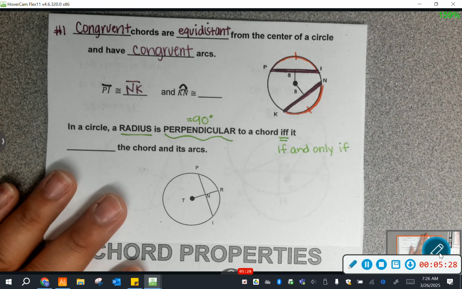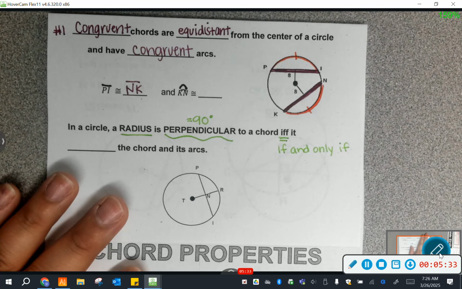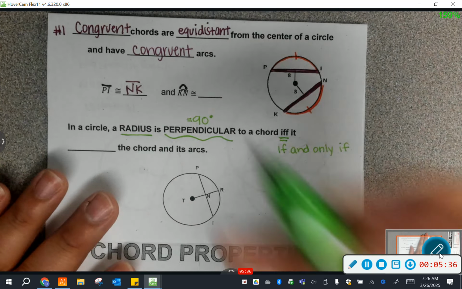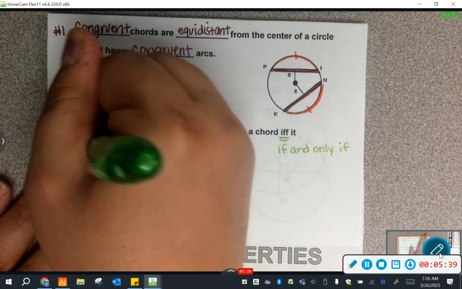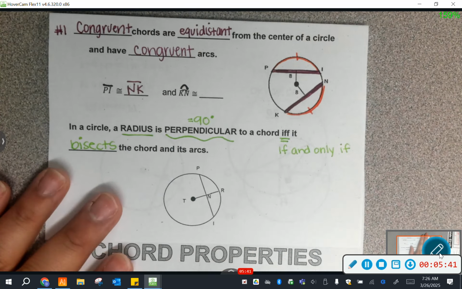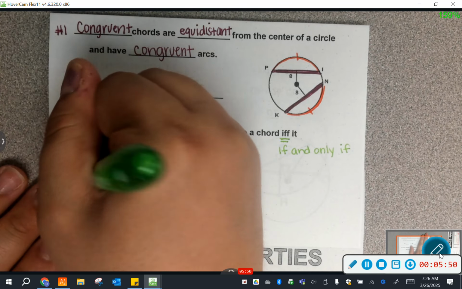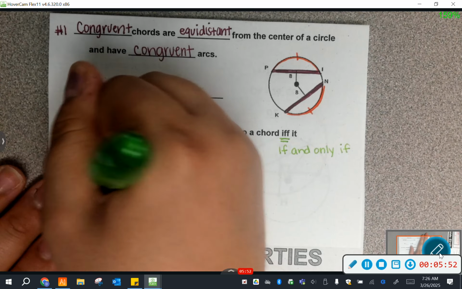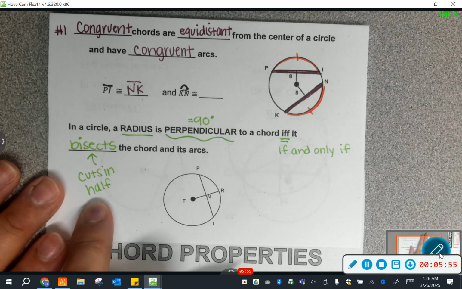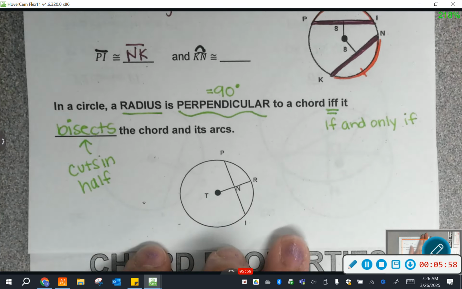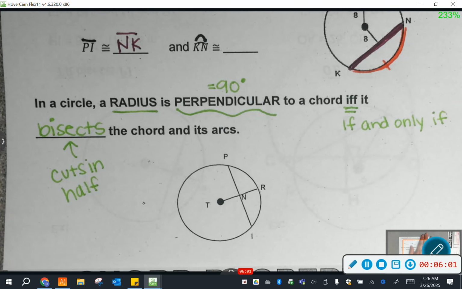So in a circle, a radius is 90 degrees to a chord, is perpendicular to a chord, if and only if it bisects the chord and its arcs. What does bisects mean? Cuts in half, splits in half. If you already know what it means, you don't need to write this down, but if you forget, please write down cuts in half.